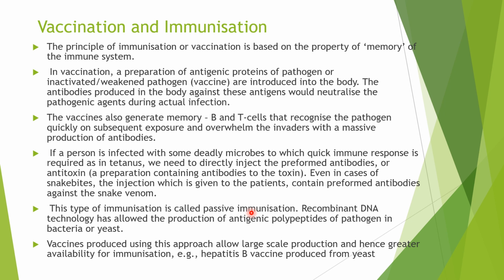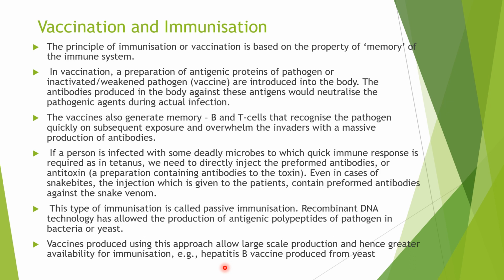Recombinant DNA technology, or RDT, has allowed the production of antigenic polypeptides of the pathogen in bacteria or yeast. The vaccines produced using this approach allow large scale production and hence greater availability for immunization. For example, the hepatitis B vaccine is produced from yeast, and some bacteria are also useful to produce antibodies against many types of diseases.